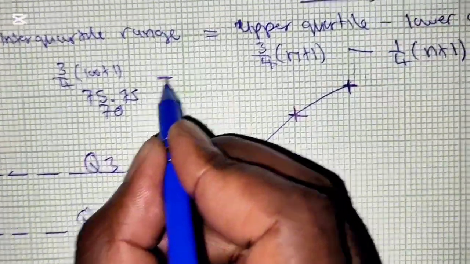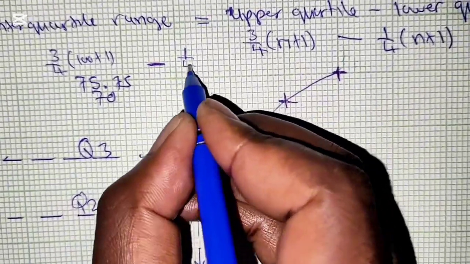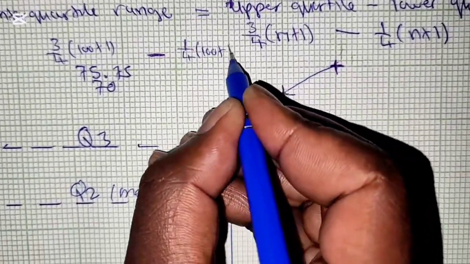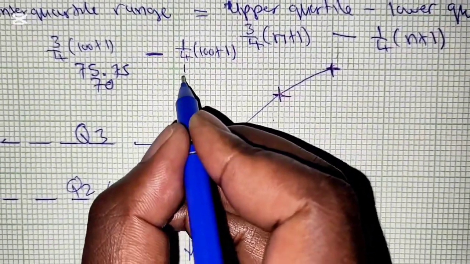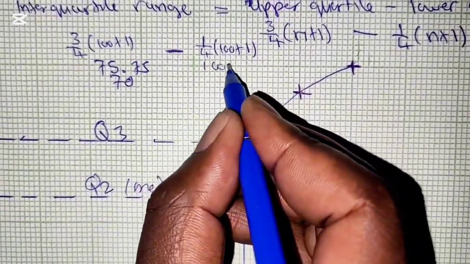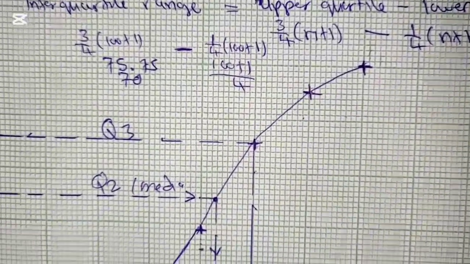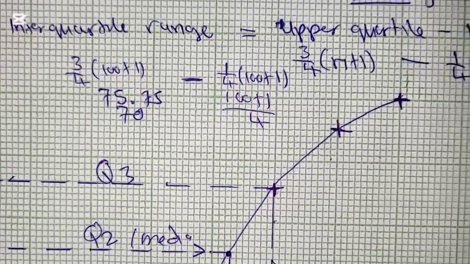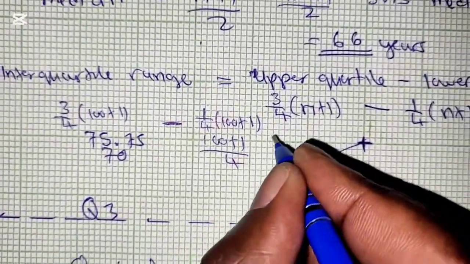Then the lower quartile is 1/4 of n plus 1. So 100 plus 1, then it will be 1/4 of 101, which is 101 over 4. So 101 divided by 4 to get 25.